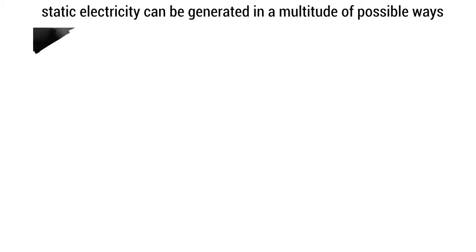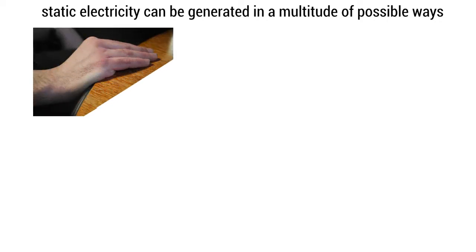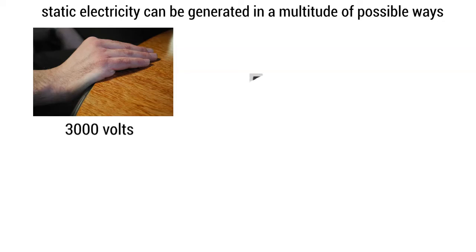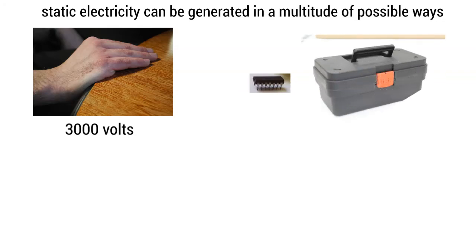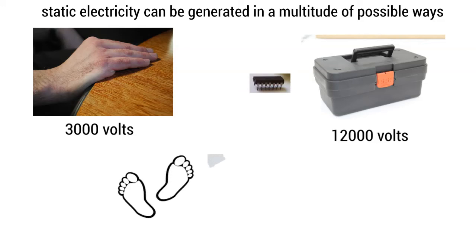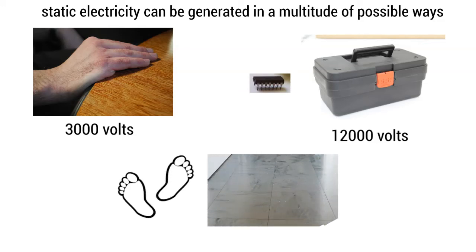Rubbing of hands or arms on a table can result in the generation of up to about 3,000 volts of static electricity. Sliding of the IC pins in a plastic box can result in the generation of up to 12,000 volts of static electricity. A person walking across the vinyl floor can generate about 13,000 volts of static electricity.